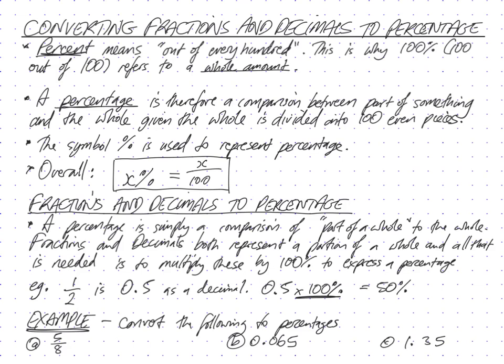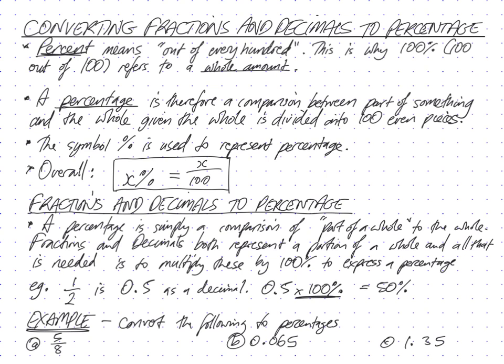This one's on converting fractions and decimals to a percentage. So first thing to be aware of is what percentage means, or percent means. Percent means per cent, means out of every 100 basically. So that's why 100%, thinking along those lines, means 100 out of 100, which refers to a whole amount. If you've done something 100%, you've done it to its full capacity.